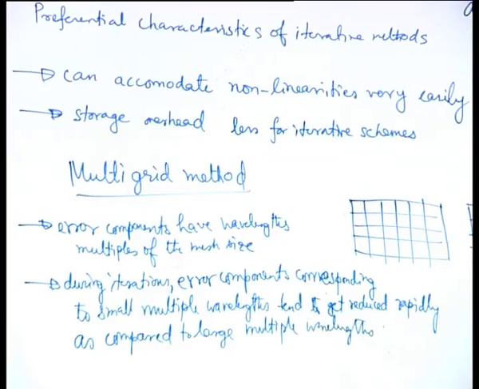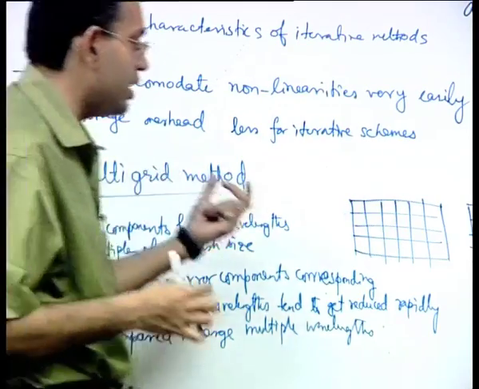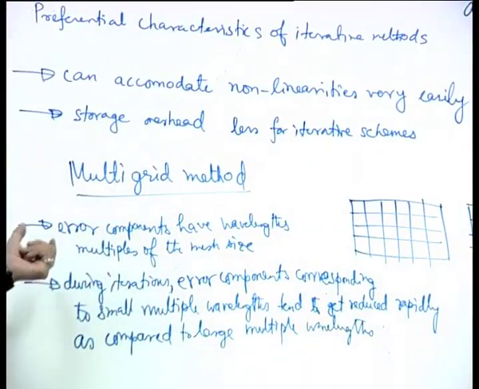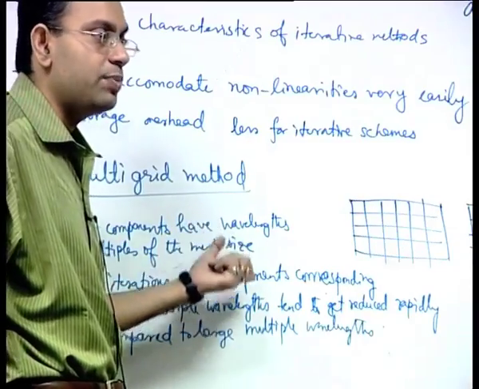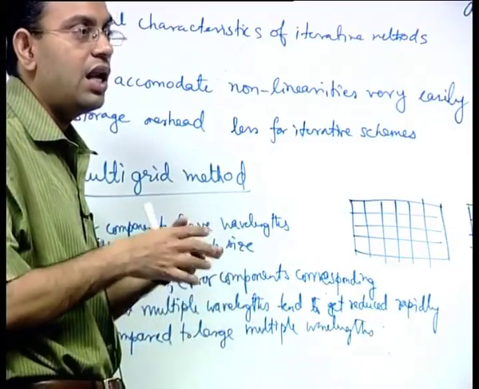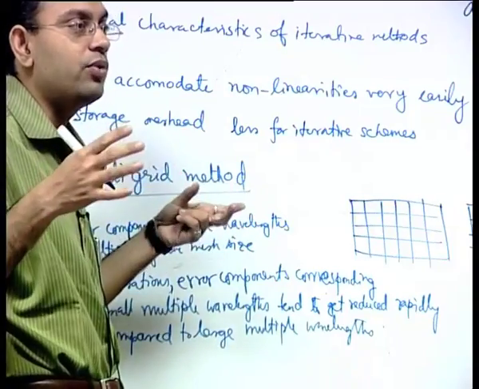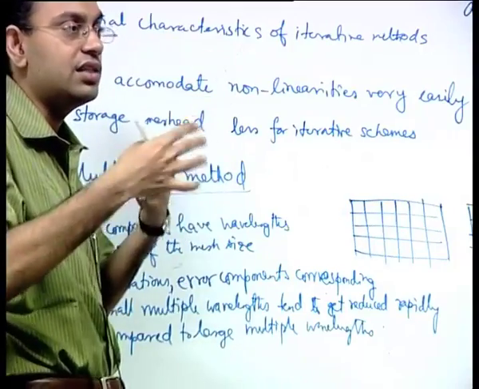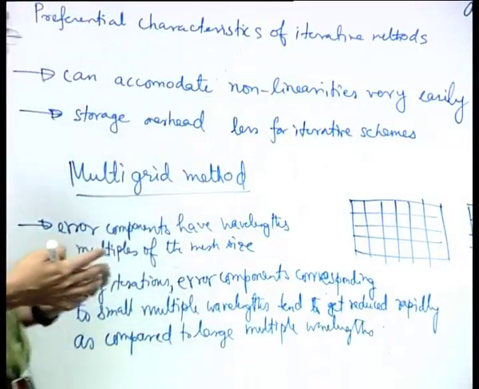So, if you are solving a problem in a fine mesh, with iterations you are taking care of the error corresponding to the small multiple wavelengths, but the error corresponding to the large multiple wavelengths tends to remain, and that is why you require more number of iterations to achieve the convergence.